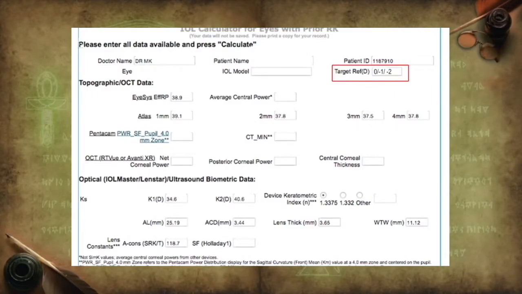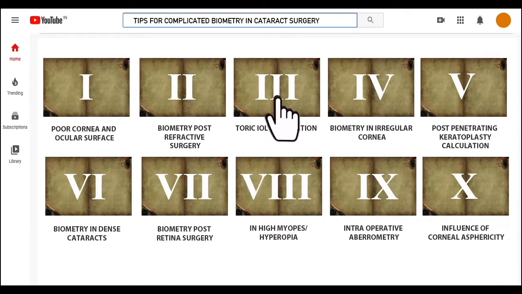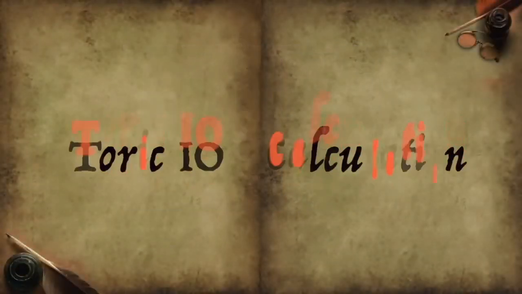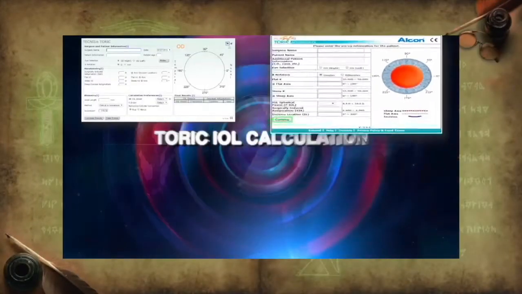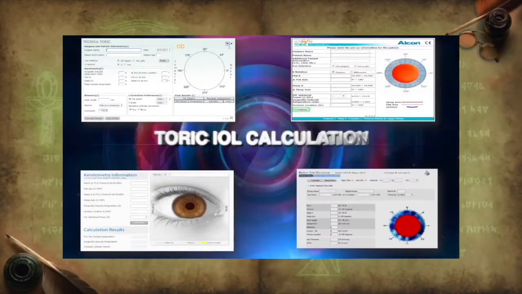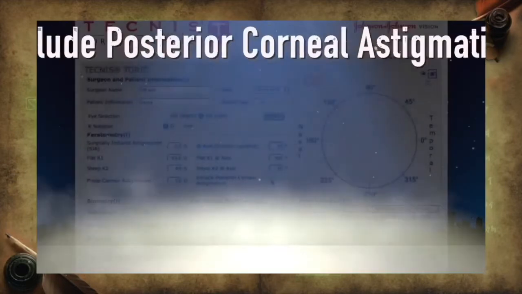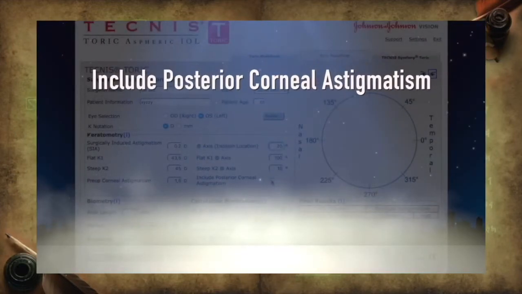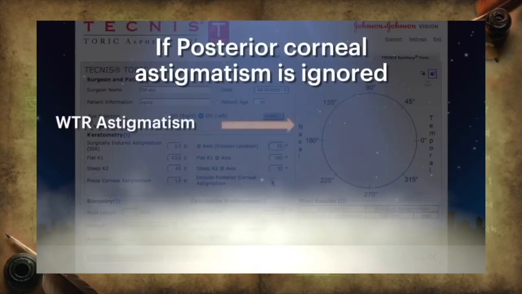The next scenario is of toric IOL calculation. There are many online toric IOL calculators which are freely available today. After filling in all the necessary data, the commandment to be followed here is including posterior corneal astigmatism. If posterior corneal astigmatism is ignored, then it leads to overcorrection in with the rule astigmatism and undercorrection in against the rule astigmatism.